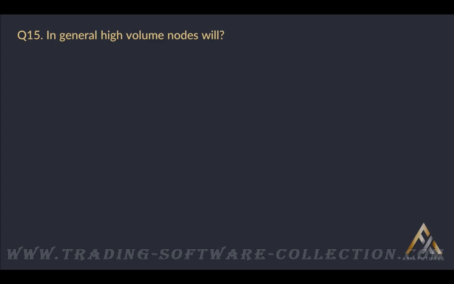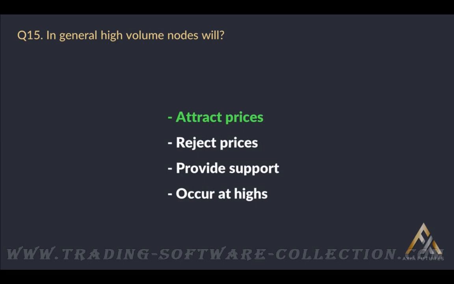Final question. In general, high volume nodes will attract prices. The reason for this is it's been a fair price to do a lot of business at. That's why you've got high volume there. A lot of business has been transacted at those prices, and so prices are attracted back there to see if there is any more trade to be done at those prices. If there isn't, then it will either reject and move away or just trade straight through, but it does usually attract the market back to test if there are any more buyers and sellers at those prices.